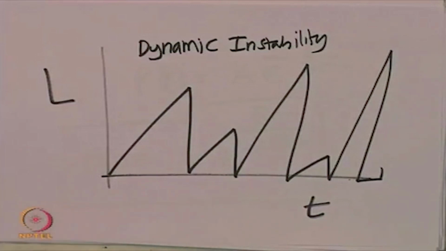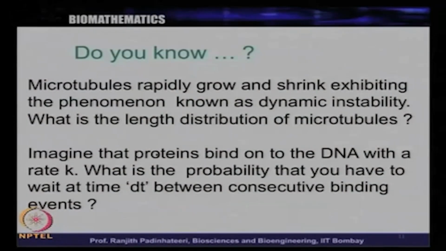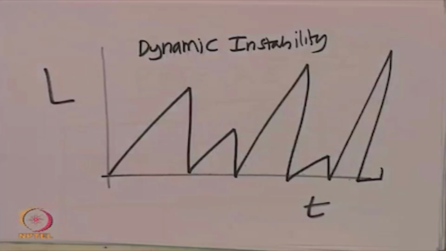We will discuss that. Now, also imagine that proteins bind onto the DNA, and imagine that they bind with the rate k. What is the probability that you have to wait a time of dt between consecutive binding events? So, imagine that you have binding and unbinding events happening, with a binding event happening at a rate k.